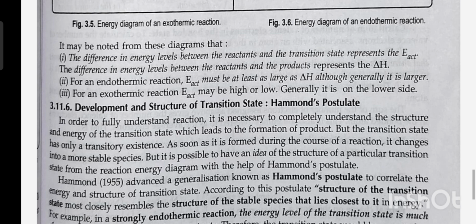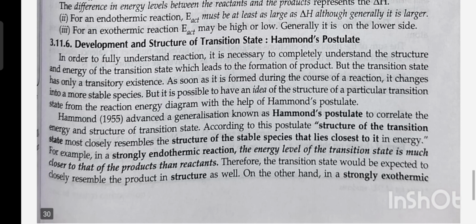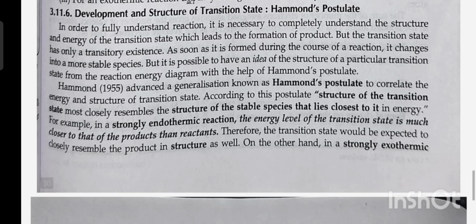Development and structure of transition state, Hammond's postulate. In order to fully understand a reaction, it is necessary to completely understand the structure and energy of a transition state, which leads to the formation of a product. But the transition state has only a transitory existence. As soon as possible during the course of a reaction, it changes into a more stable species. But it is possible to have an idea of the structure of a particular transition state from the reaction energy diagram with the help of Hammond's postulate.